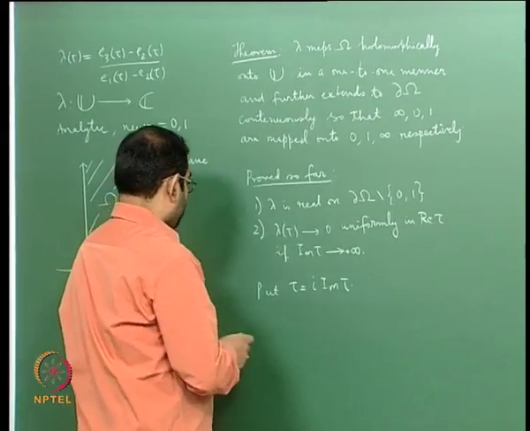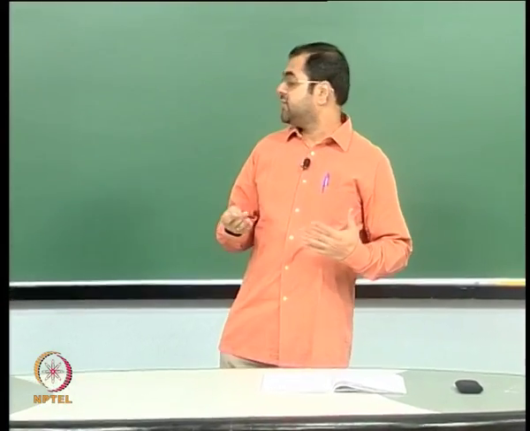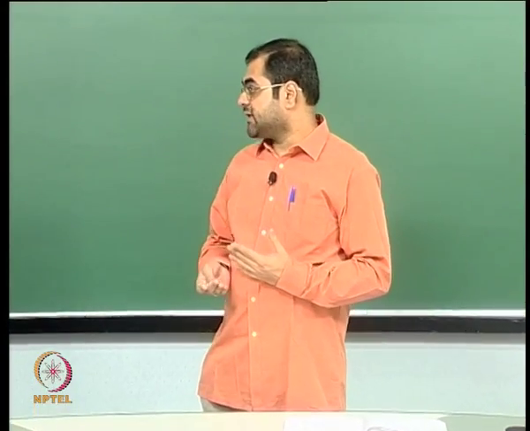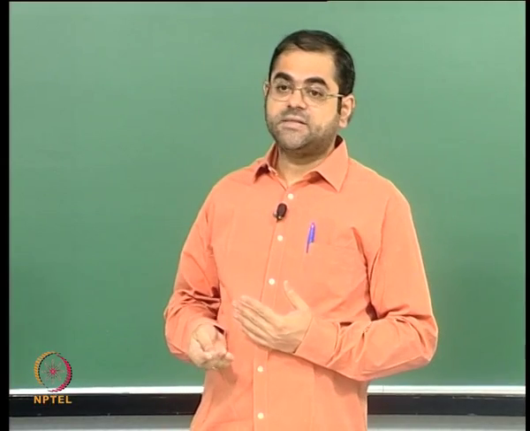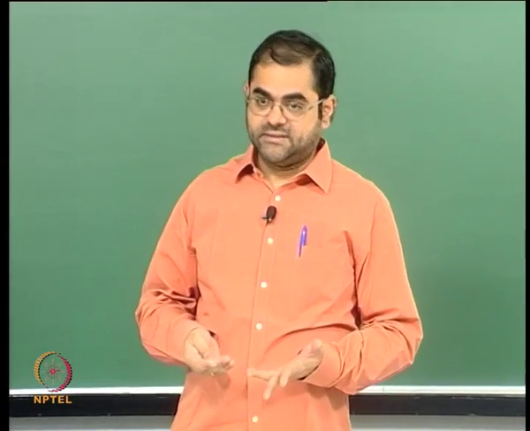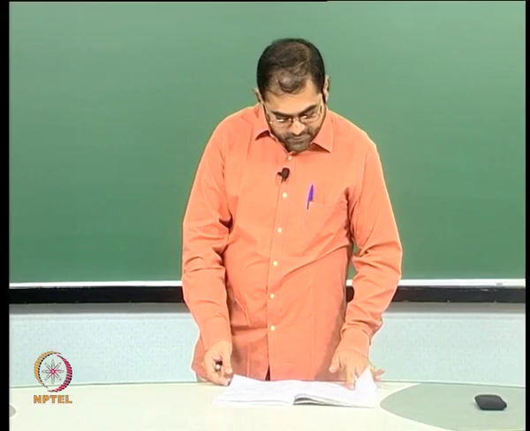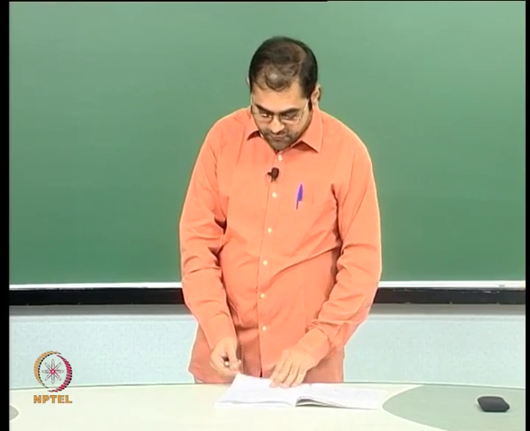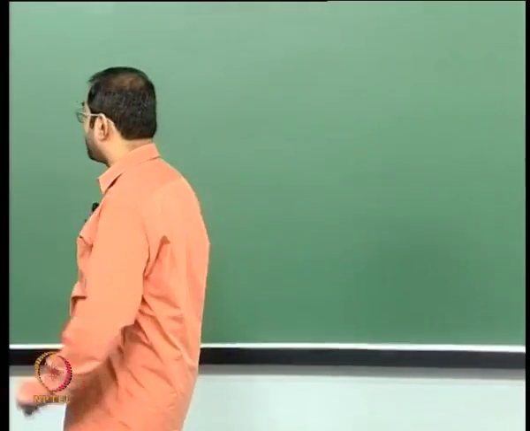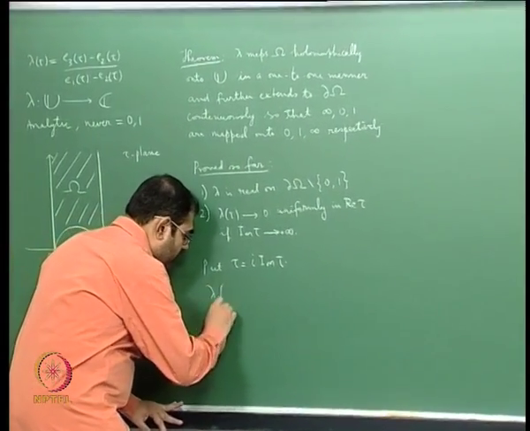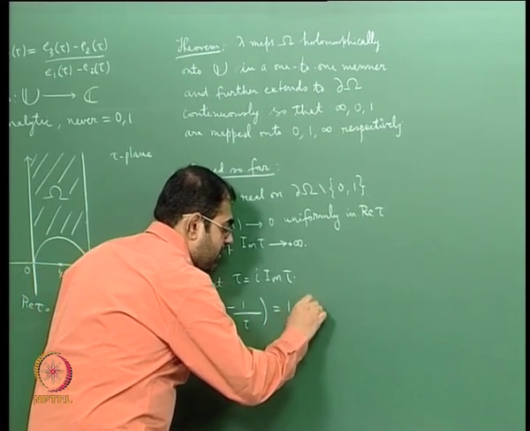And then let me use a functional equation. I want to calculate lambda of 0, therefore the obvious thing that I will do is try to calculate lambda of minus 1 by I times the imaginary part of tau, and let the imaginary part of tau go to infinity. That is the most obvious thing I will do. And then I have a formula. If you recall from these functional equations, one of them is lambda of minus 1 by tau is 1 minus lambda of tau.